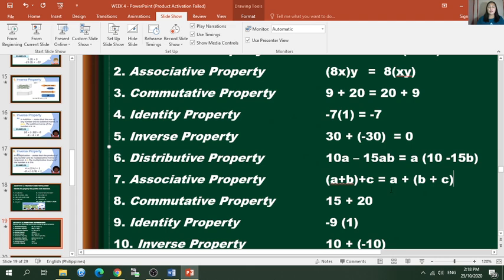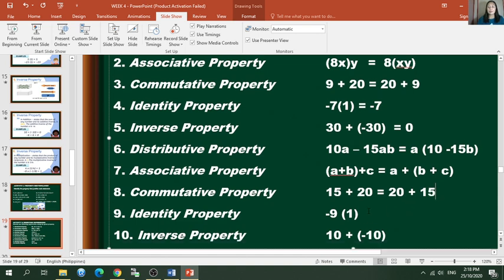Next, number 8, commutative property. The same, you interchange the position, or the order. 20 plus 15. Okay.